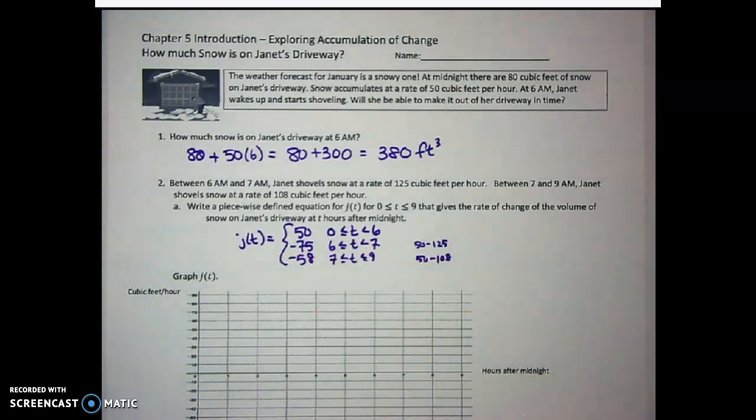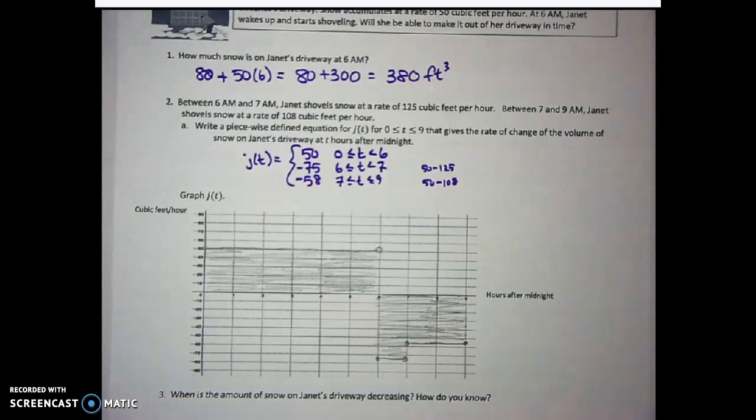Now I'd like you to go ahead and pause the video and graph that piecewise function. And hopefully this is the graph that you were able to come up with.